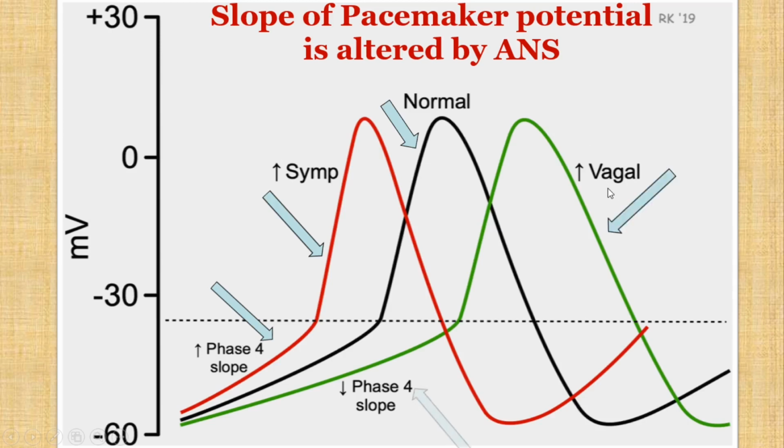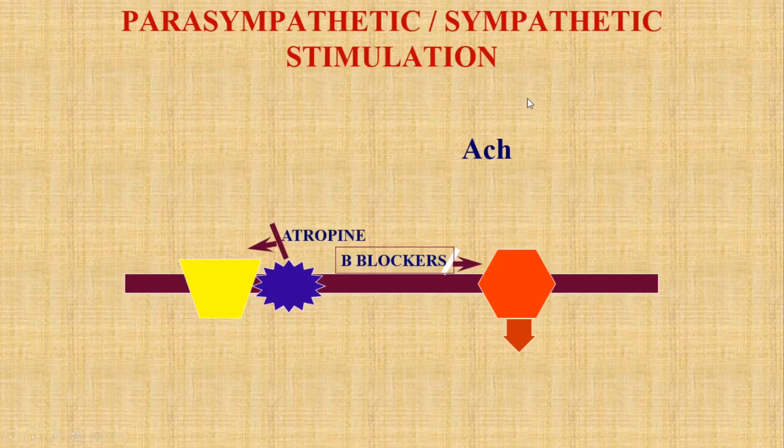So this is how the vagus will make phase 4 almost flat, and that will decrease the number of action potentials generated. So this is the main factor that affects the slope of the pacemaker potential, that will make the heart rate either increase or decrease.